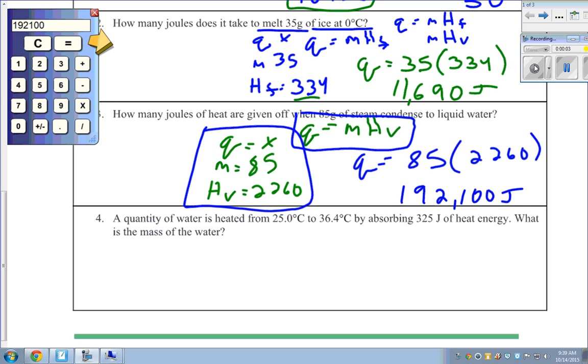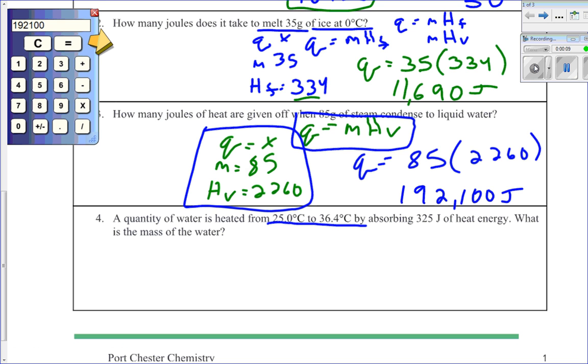So reading through question 4, once again you'd ask yourself, is there a change in temperature? And here we're going from 25 degrees Celsius to 36.4 degrees Celsius. So we do have a change in temperature, and so there we would use Q equals MC delta T. So we write the formula, Q equals MC delta T, and we start listing the variables. We have Q, M, C, and delta T.